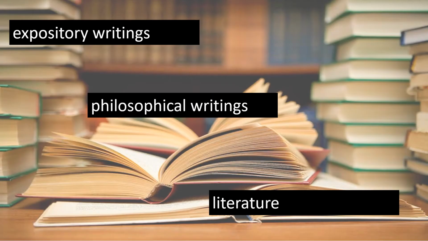There are a lot of different frameworks for how literature can be analyzed. Before I get to the ones that we will be using in this course, we need to pause for a second and clarify what kinds of writing are considered to be literature. While there are a lot of different genres and formats for writing, in the most general terms, writing can be divided into 3 very broad categories: expository writing, philosophical writing, and literature.